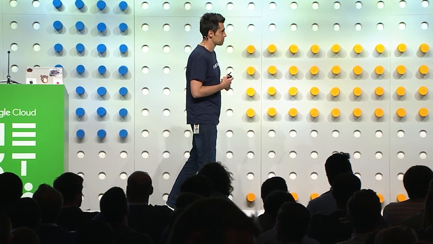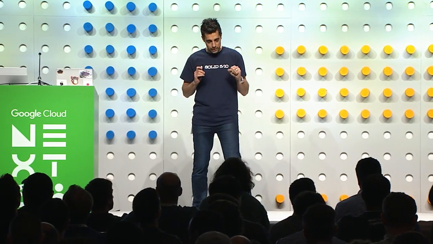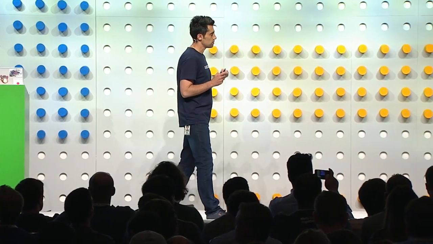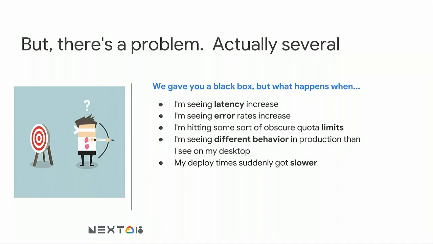However, there are some problems. Definitionally, we gave you a black box. And we said, you don't have to worry about all this magic, we'll do it for you. But that leads to some issues in terms of visibility and transparency. You might see some latency increase, and how do you reason about what that might be? Maybe your build times suddenly got longer. Why is that? And then you might see different behavior in one environment versus another, or you're hitting some weird quota limit, and how do you reason about it?